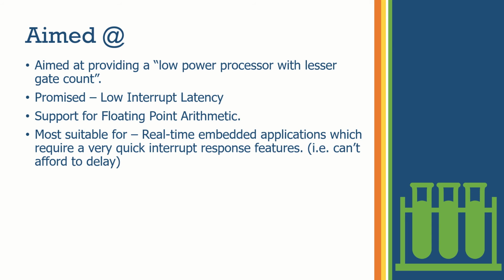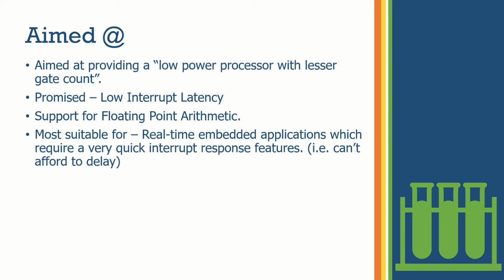This is aimed at providing a low power processor with lesser gate count. Remember, this is regarded as one of the best and finest low power processors available in the market. Also, they ensure low interrupt latency. Interrupts are very important indeed for real-time systems, and there should not be any latency in processing the interrupt. Here in ARM CORTEX M4, they ensure low interrupt latency. Also, support for floating point arithmetic is completely provided here. And ARM CORTEX M4 is more suitable for real-time embedded applications which definitely require a very quick response, and they have to be quick because they cannot afford any delay.